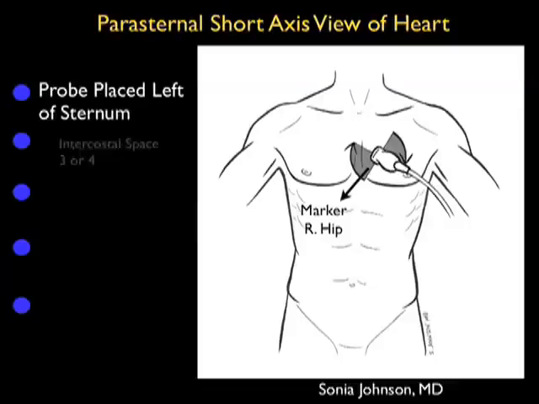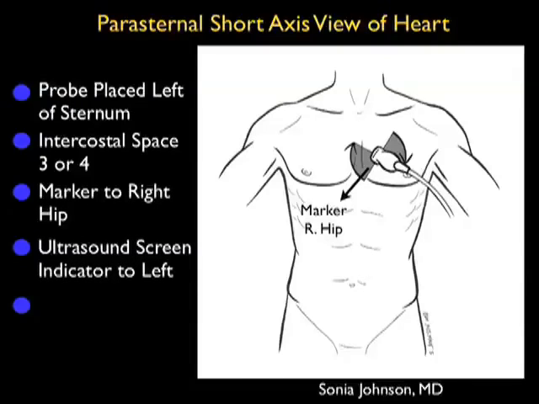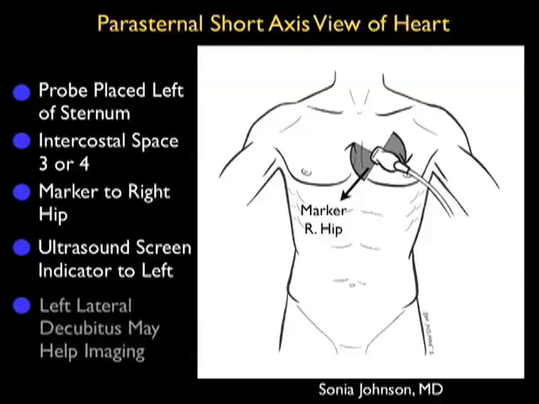The probe will be placed just left of the sternum at about intercostal space 3 or 4, as shown in the pictorial here to the right. Now, in variance to the parasternal long axis view of the heart, where the probe marker was positioned down towards the patient's left elbow, we'll swivel the probe 90 degrees clockwise, so now the marker is down towards the patient's right hip. That's with the caveat that the ultrasound screen indicator is positioned towards the left of the screen. Now, moving the patient into left lateral decubitus position may help imaging from the parasternal short axis plane.